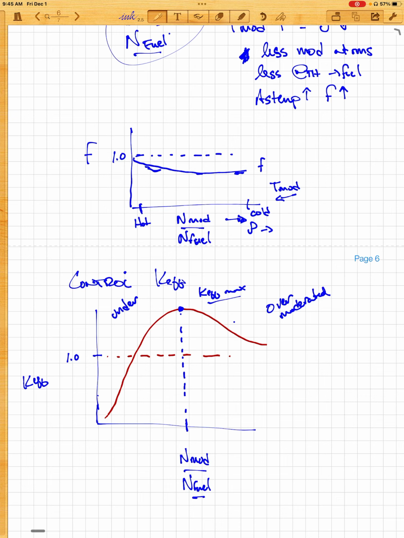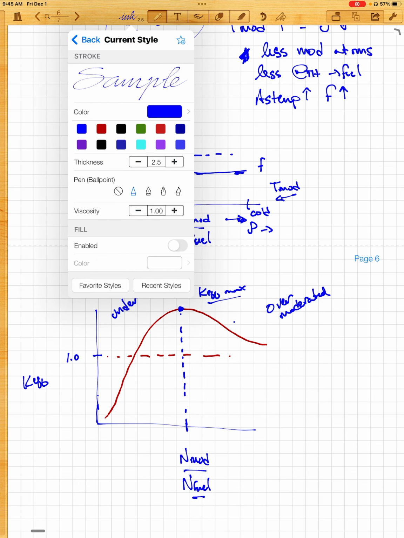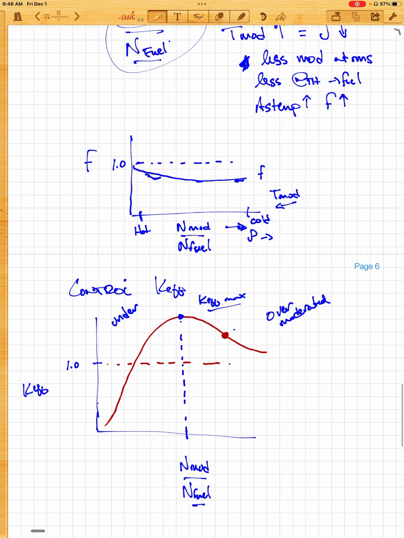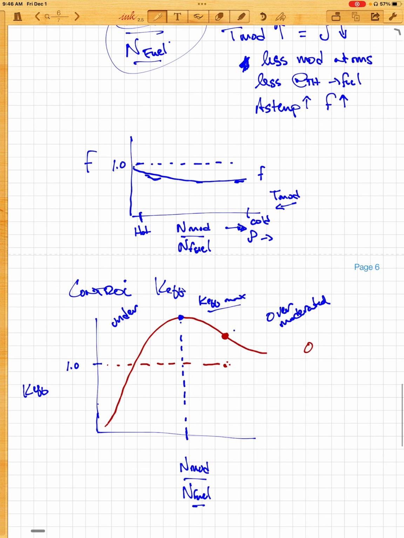So if you are on the over moderated side, let's go say red for fire. Sure, red for fire. You're over here. All right, so that's your K effective. So you got to borate to get down here. All right, but that's your K effective currently. If you raise temperature, so over mod, temperature rises. Where's that on this graph?